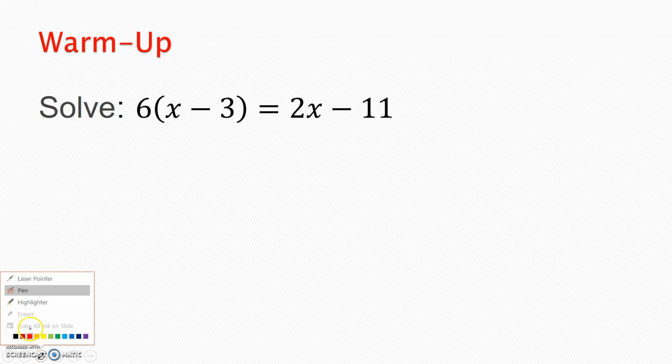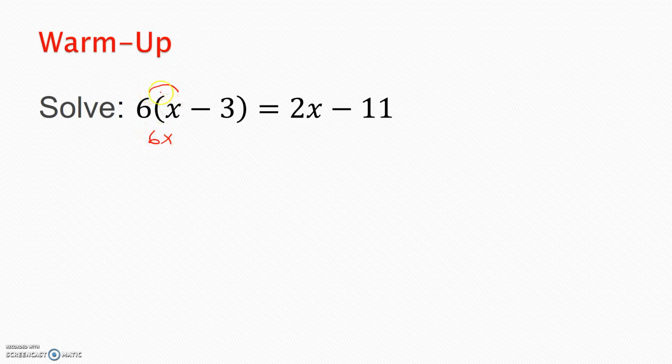All right, so let's go through this warm-up here. What I have to do is distribute the 6 times the x, which is 6x, 6 times the -3, which is -18, is equal to, bring everything else right back down. Next, I see that I have variables on both sides, so I'm saying minus 2x from each side. 6x minus 2x is 4x. 4x minus 18 that I bring down, these guys canceled out, is equal to -11.